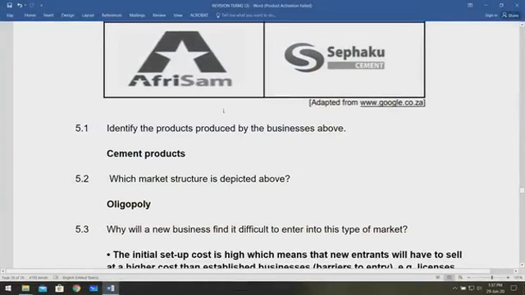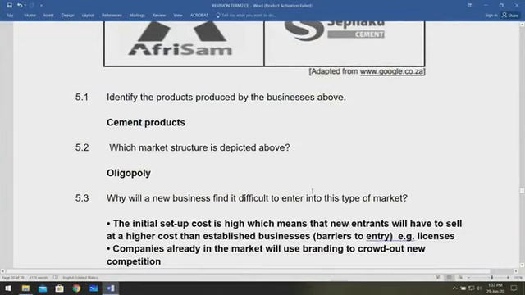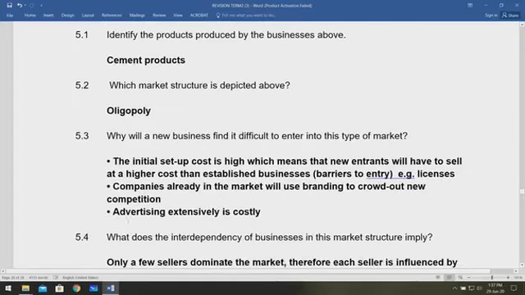Why will a new business find it difficult to enter this type of market? The initial setup cost is high, which means that new entrants will have to sell at a higher cost than established businesses. Or there could be barriers to entry like licensing. Alternatively, companies already in the market will use branding to crowd out new competition. So what they're saying is to set up in this kind of market takes a lot of money, so you need to sell at a much higher cost to make up all that money that was spent. And advertising is also costly.